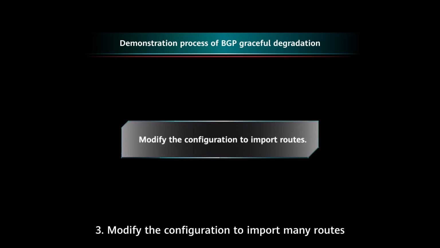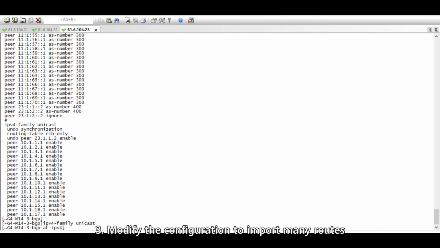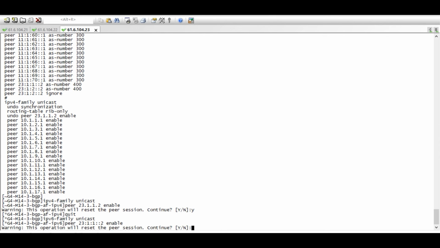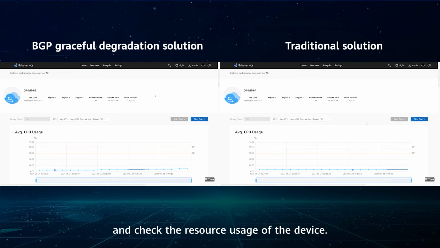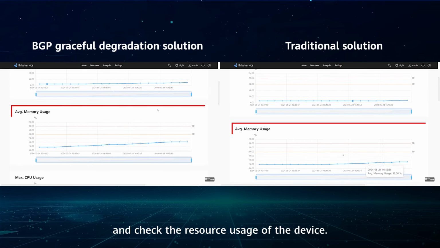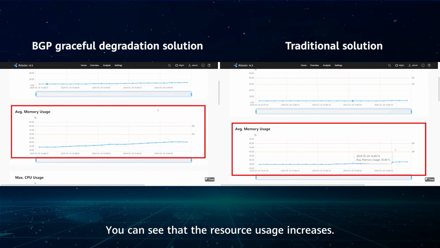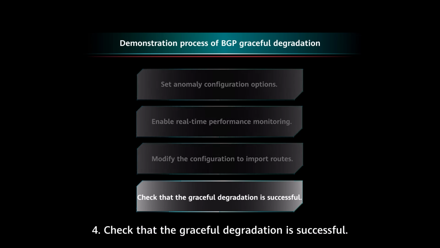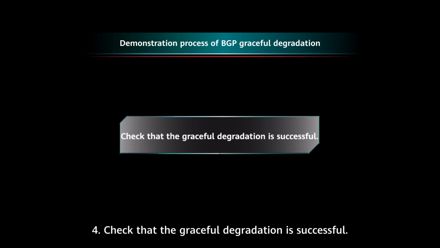Third, modify the configuration to import many routes and check the resource usage of the device. You can see that the resource usage increases. Fourth, check whether the graceful degradation is successful.